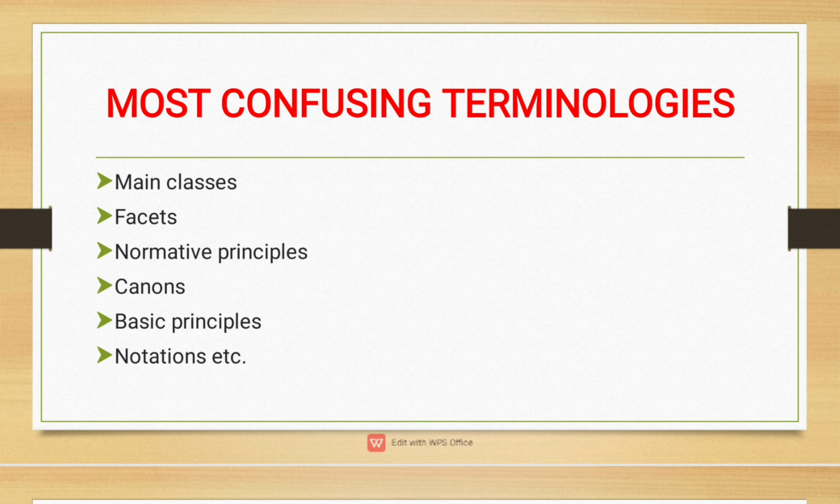In this video, I am going to discuss the most confusing terminologies in library science, like main classes, facets, normative principles, canons, basic principles, notations, etc. Do not confuse these words. Learn carefully. You will understand everything.